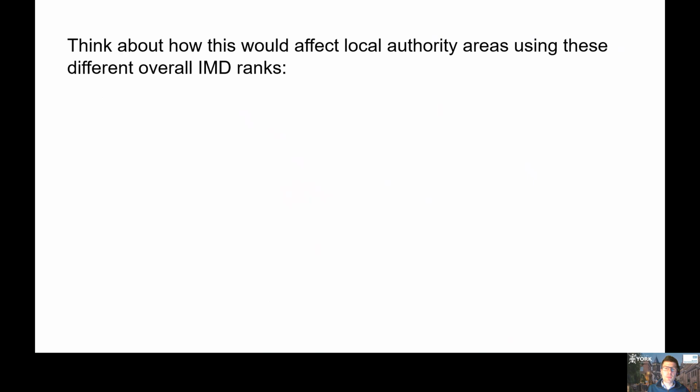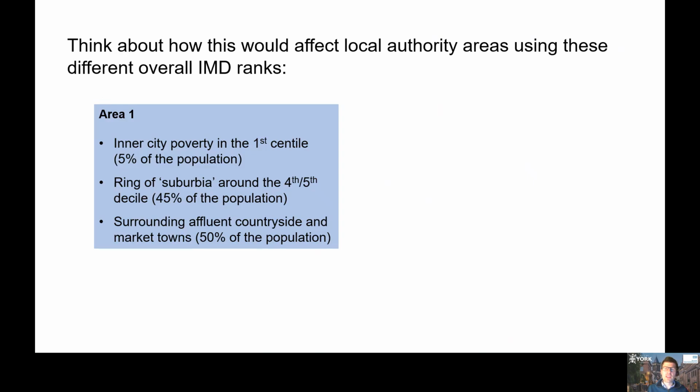Let's think about an active example. Let's think about two different areas and how using IMD might lead us to certain conclusions. Area 1 has lots of quite stark poverty and people living in the very lowest centile, perhaps 5% of the population in area 1 in that grouping, but then a ring of suburbia around about midway in the deprivation index, accounting for about 45% of the population, and that being surrounded by affluent countryside, maybe some market towns, maybe 50% of the population living in that surrounding area.